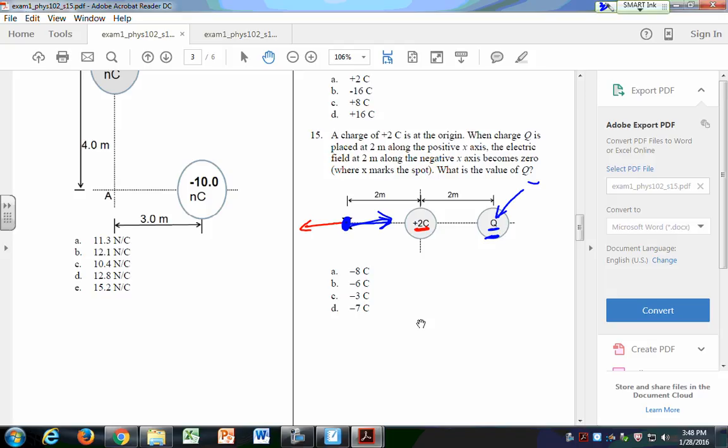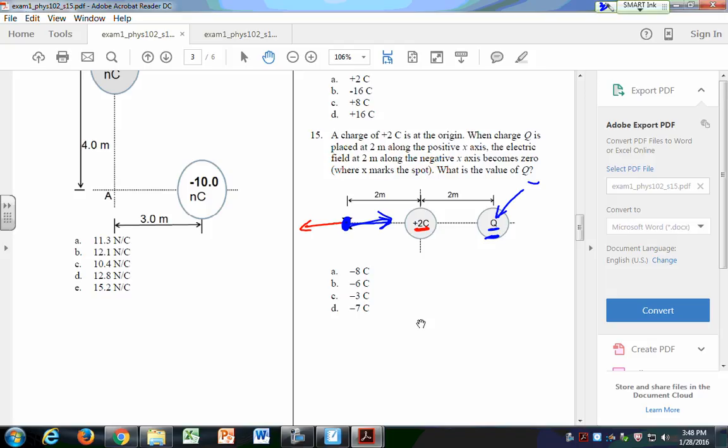So now I want to think about, well, what is the electric field? So I've doubled the distance. So how must the charge be different? Must the charge be bigger or smaller than the 2? It has to be bigger because it's farther away.